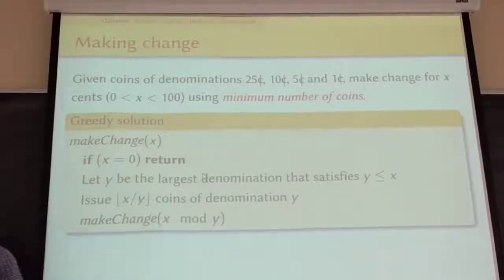77 mod 75 is 2, and you're going to call yourself recursively to make change for the remaining amount, right? So you hand out 3 quarters and 2 pennies, and then you're done, right? So now the question is, is it an optimal algorithm?